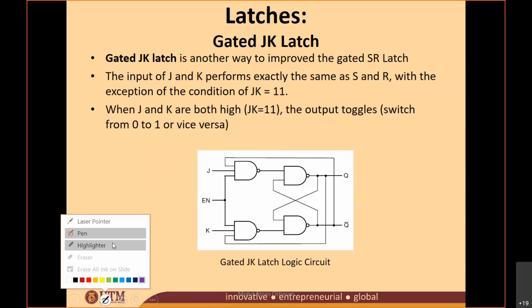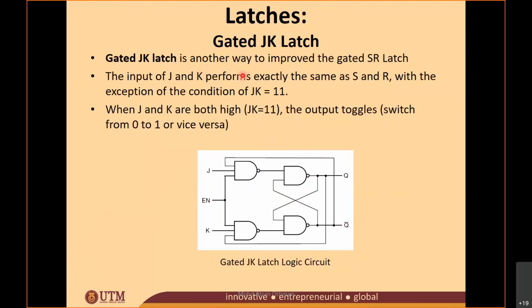Okay, the gated JK latch is another way to improve the gated SR latch. The inputs J and K perform exactly the same as S and R, with the exception of the condition JK sama dengan 1, 1. Di mana previously, when S and R is 1, 1, you will produce a forbidden output. But for the JK, if you put JK equal to 1, 1, the output will toggle. No more forbidden output.